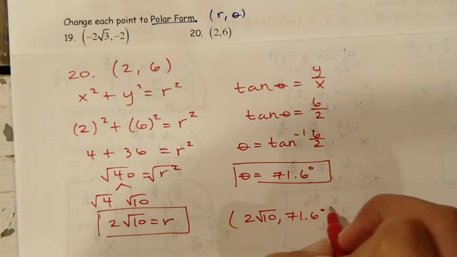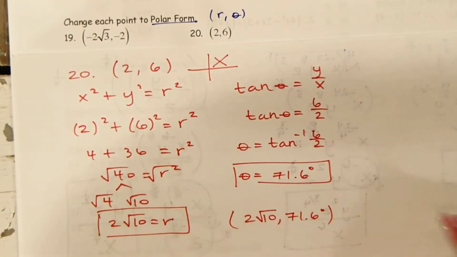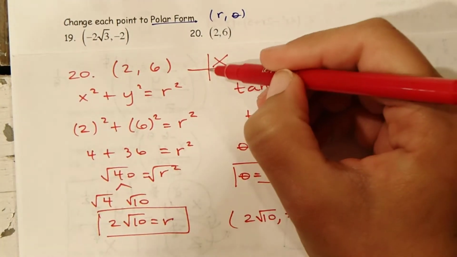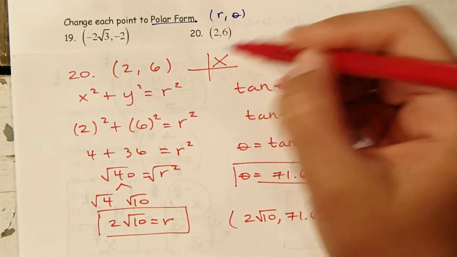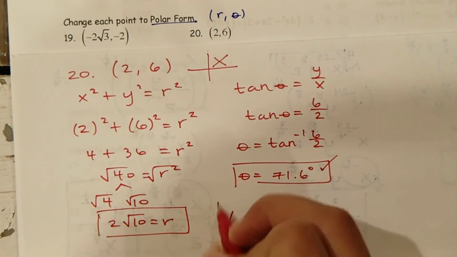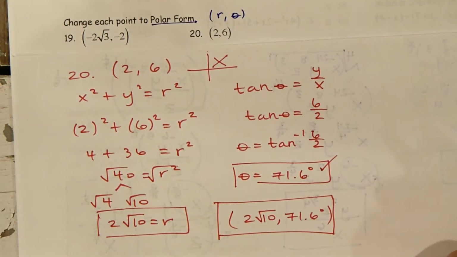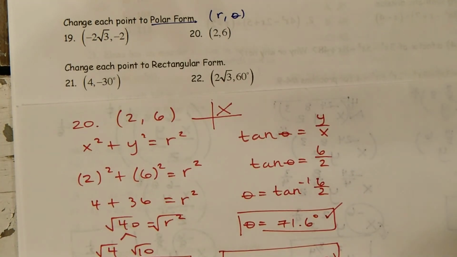71.6. Just to clarify, 2, 6 is going to be in this quadrant here. 71.6 degrees will also be in this first quadrant, between 0 and 90 degrees. So this is correct, so we don't need to add anything to it. So our answer is here: 2 root 10, 71.6 degrees. We'll continue with 21 and 22 in the next clip.